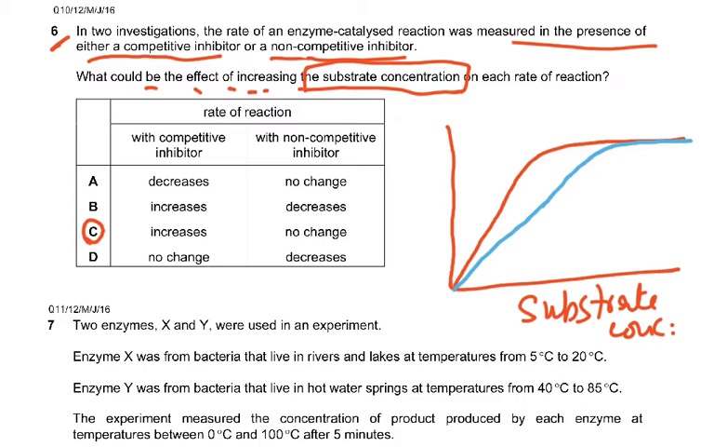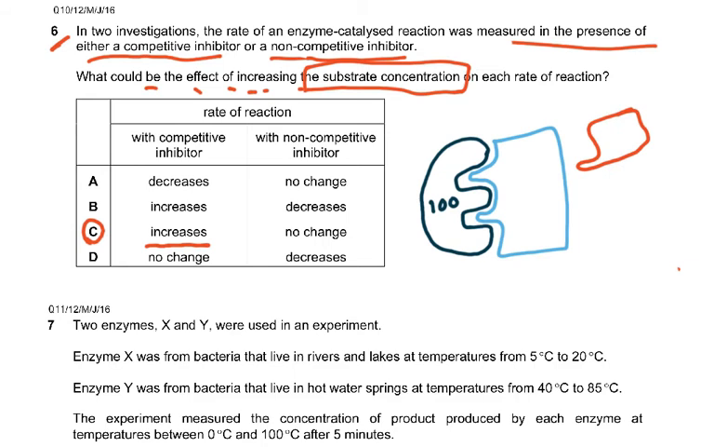If you increase the substrate concentration, the rate of reaction with a competitive inhibitor will increase because the inhibition decreases. With increased substrate concentration, ultimately the competitive inhibitor, poor thing, is just sidelined. With a non-competitive inhibitor, there's going to be no change.